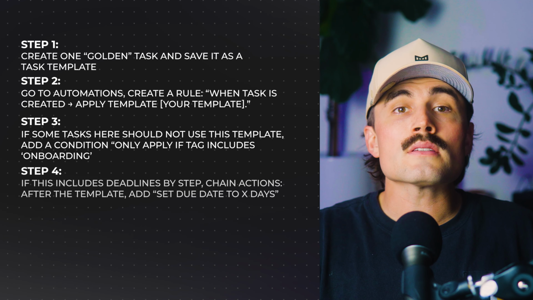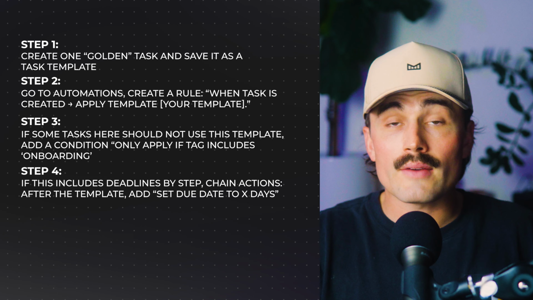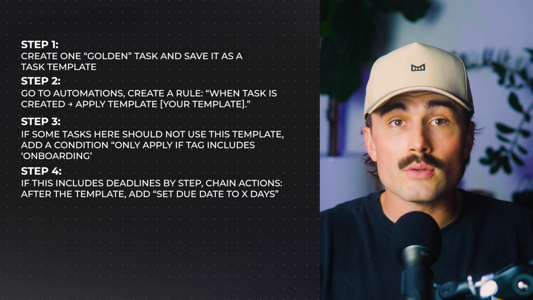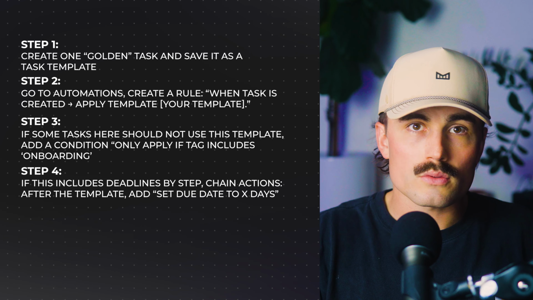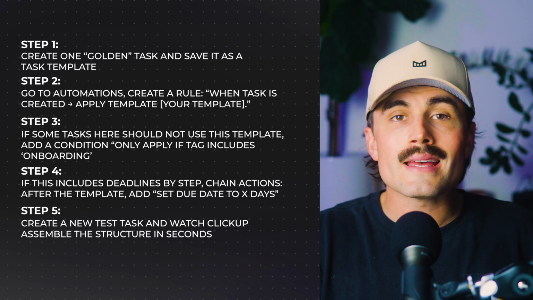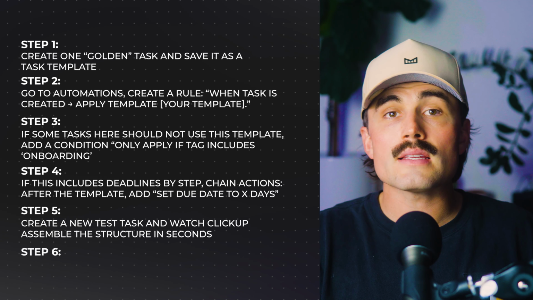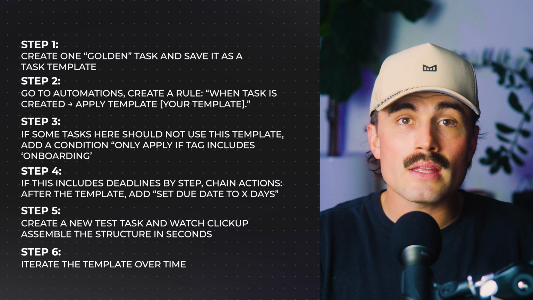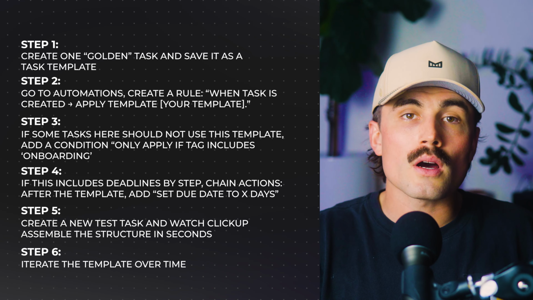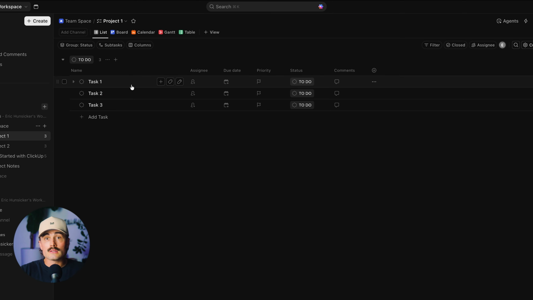Step 4, if this process includes deadlines by step, chain actions. So after applying the template, add set due date to X days, or assign these subtasks to these roles. Step 5, create a new test task and watch ClickUp assemble the structure in seconds. Step 6, iterate the template over time. If your team keeps adding the same missing step, then bake it into the template and your automation immediately upgrades the whole process. So let's go ahead and create that template task.